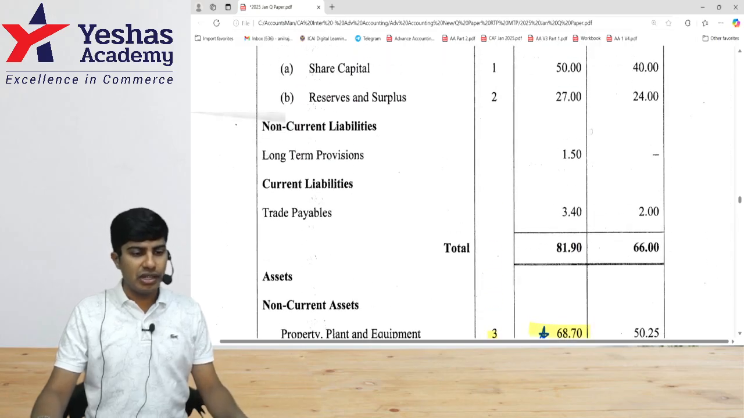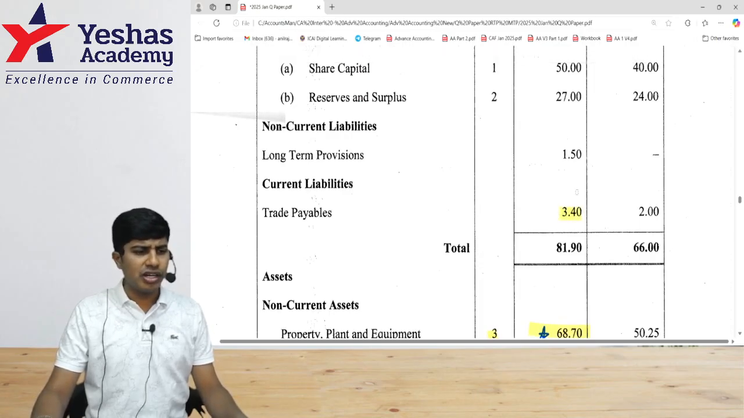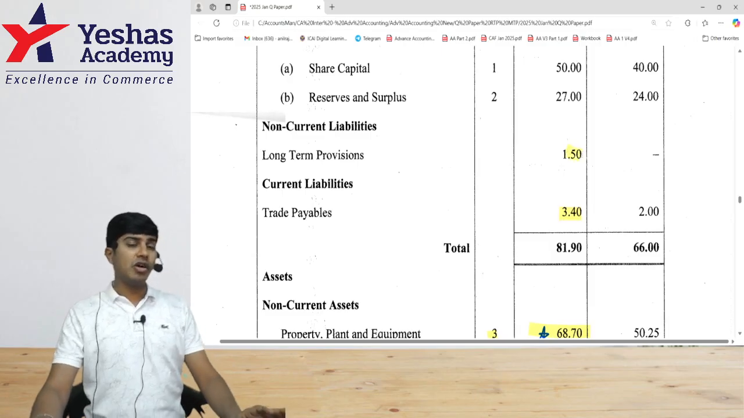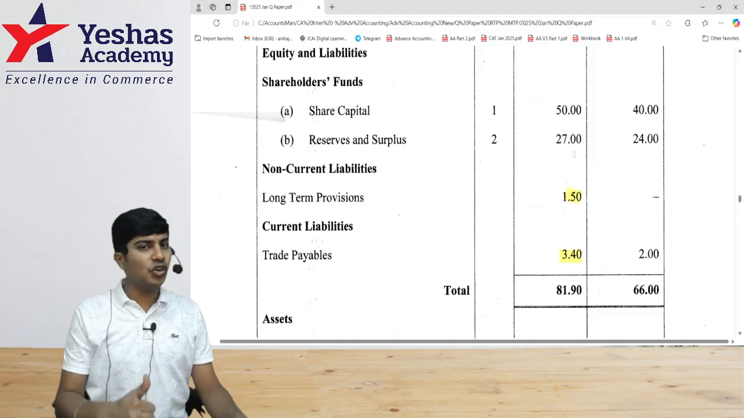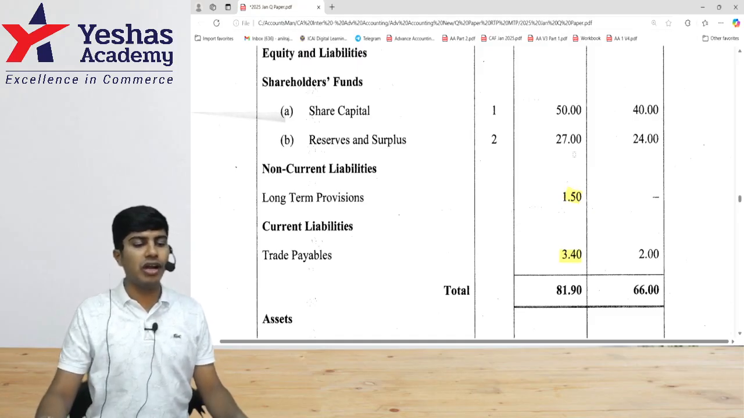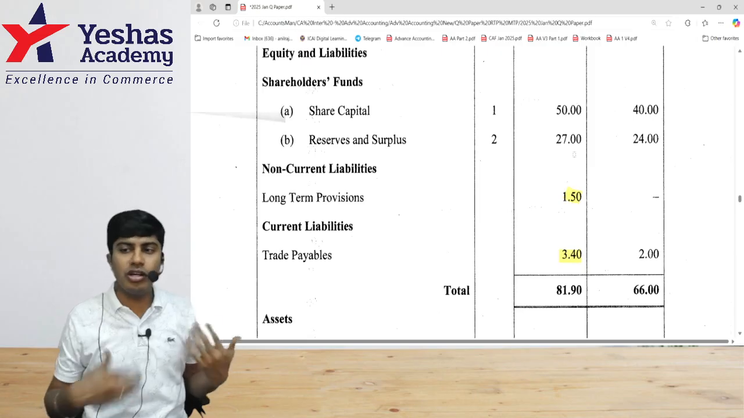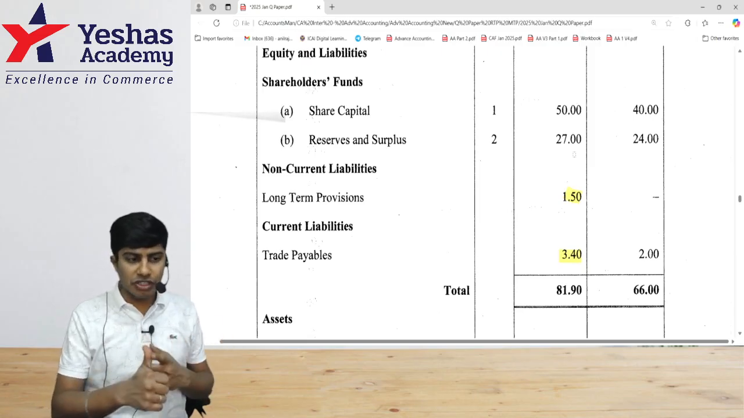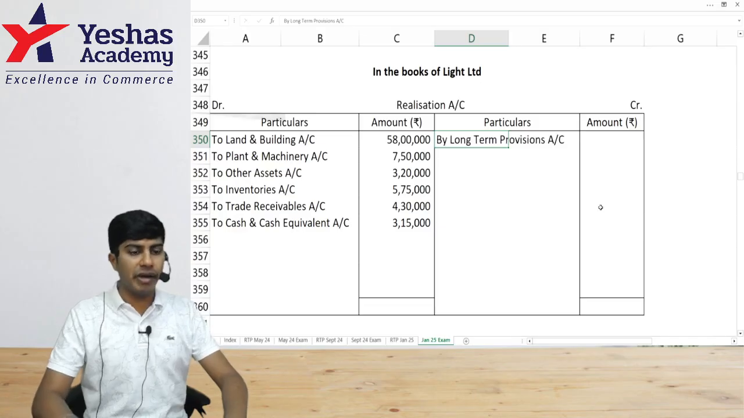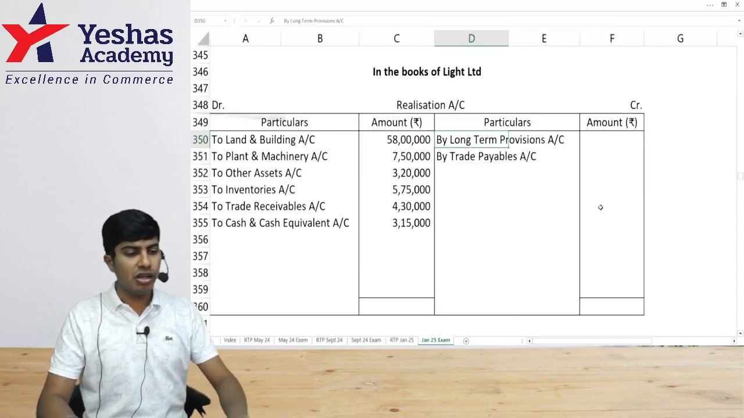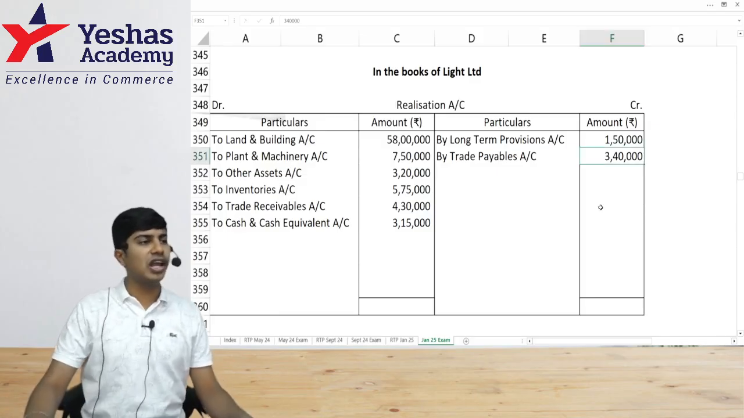Now let's see liability side. We have trade payables and long-term provisions. All the liabilities also should be transferred, except capital and reserves, which will be transferred to shareholders account. So I'll transfer 3.4 and 1.5 to realization. These both are liabilities. They have credit balance. In order to close them, I need to debit them. Journal entry will be long-term provision account debit, trade payable account debit to realization account. In realization account, I'll write by long-term provision, by trade payables. Amounts are 1,50,000 and 3,40,000. Is this right? Fantastic. By this, we are done with transfer of all assets and liabilities.